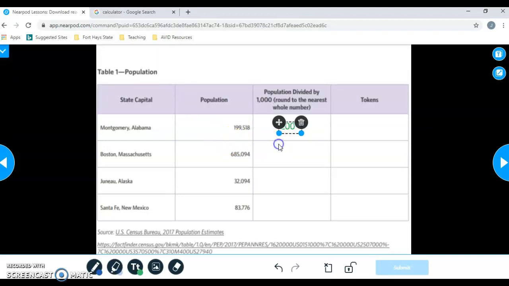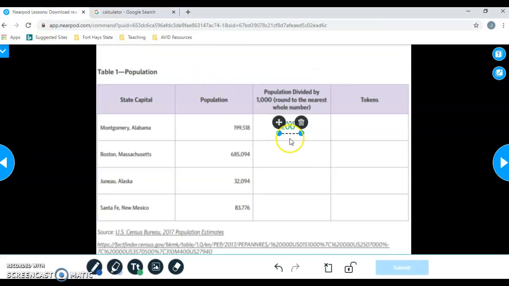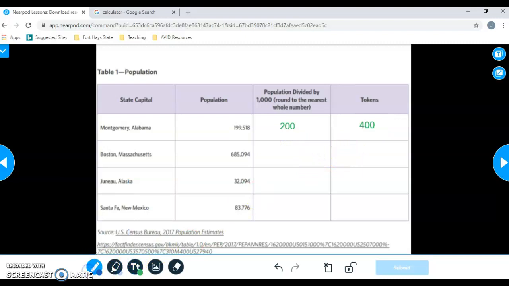receive. So if I was doing Montgomery, Alabama again, I would multiply 200 by 2. The total is 400. Again, adding a text box of 400 and moving it to that column. Again, continue this step for Boston, Massachusetts, Juneau, Alaska, and Santa Fe, New Mexico.